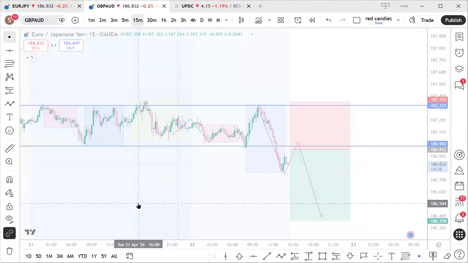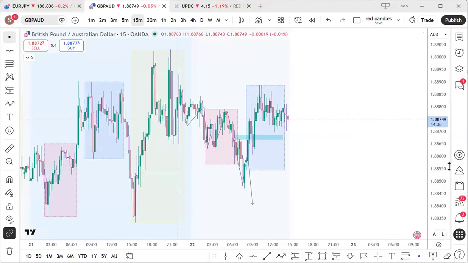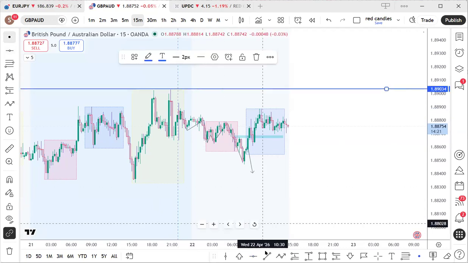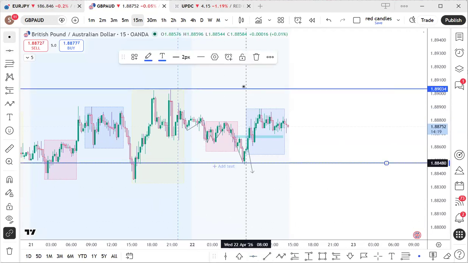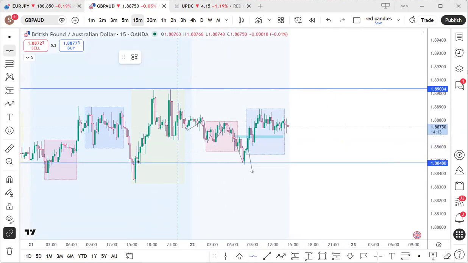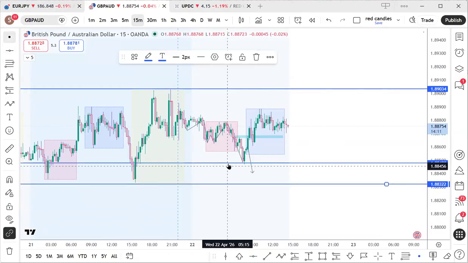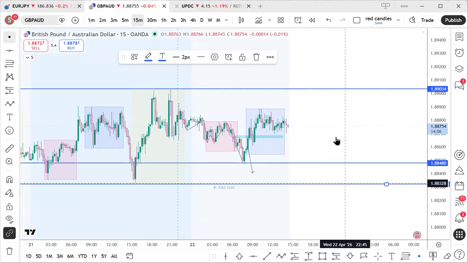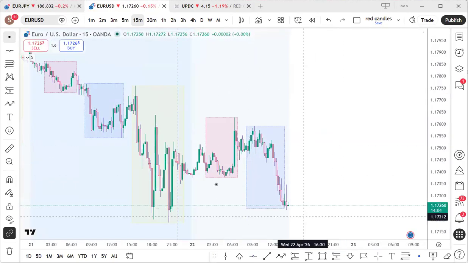Okay, let's look at Pound Aussie. Pound Aussie is just sideways movement. Yesterday it showed some signs of potentially going up, but you can see there's not a lot of price action here. It's just back and forth, up, down, up, down. So I'll just wait for it. You can even draw these lows here, and just wait for it to break above or break below before you take any trade.